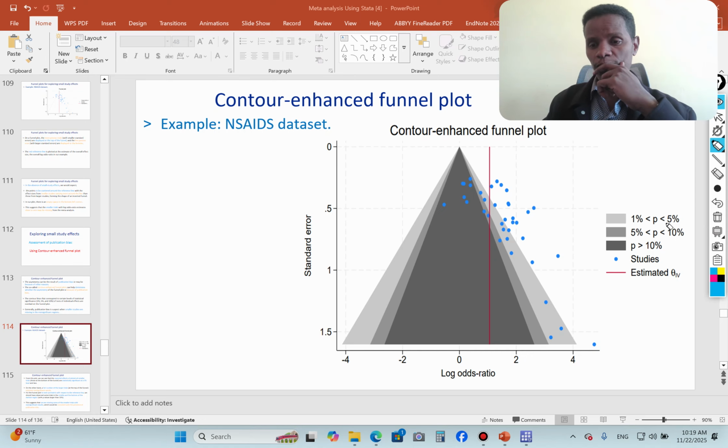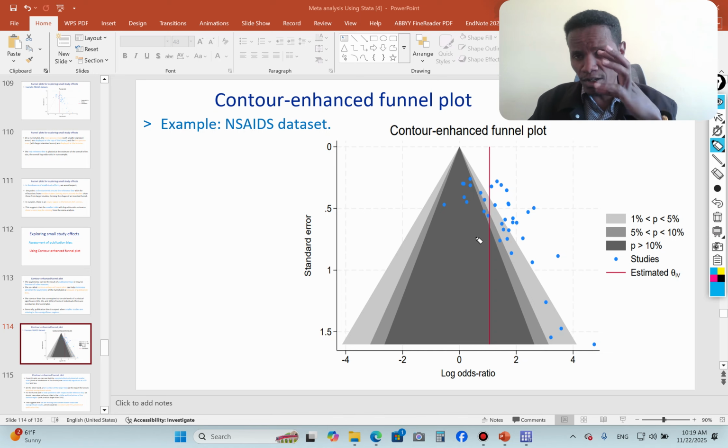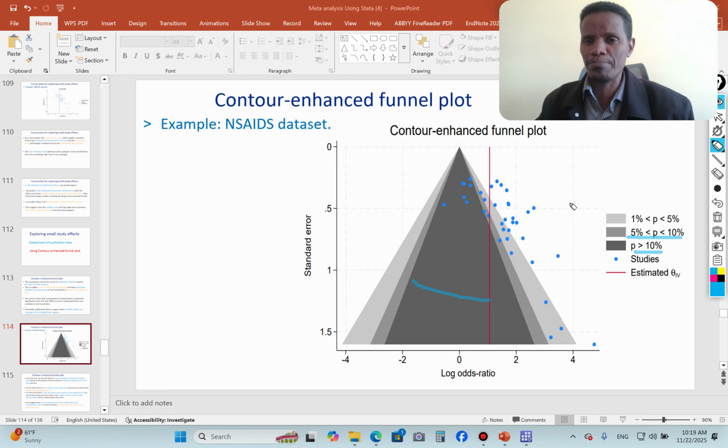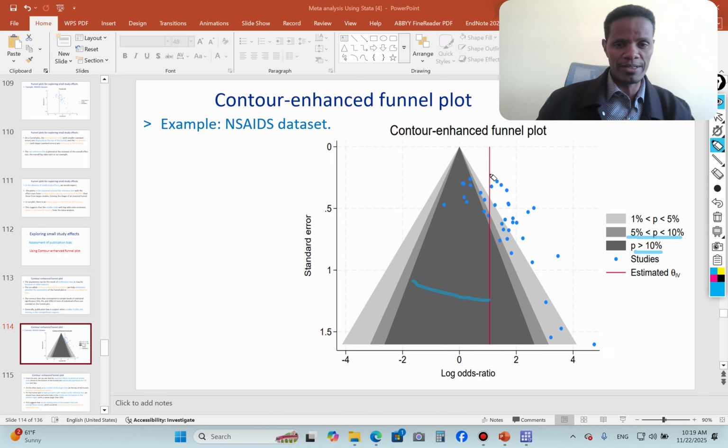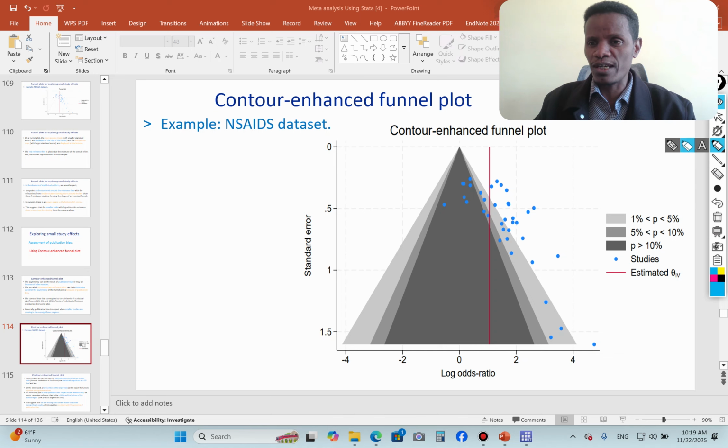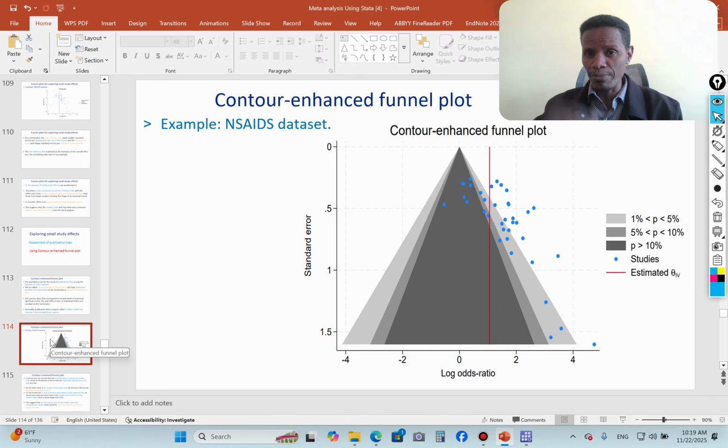it is clearly an indication of publication bias. So if small studies, that means studies with small sample size, are missing at the bottom of the funnel plot in the region of greater than 10% and in the region of between 5 and 10%, clearly this is an indication of publication bias. That is the purpose of using a contour enhanced funnel plot, in order to identify clearly whether the asymmetry of the funnel plot is because of publication bias or because of other reasons.